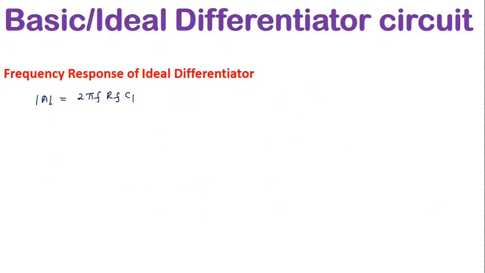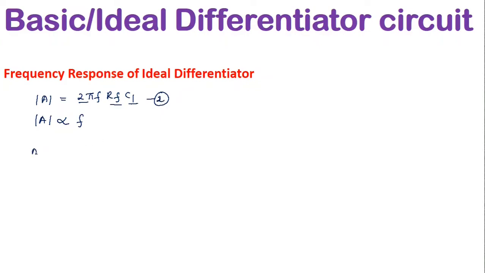Now from this equation of the magnitude of gain, we can see that 2 pi is a constant, RF is a constant, and C1 is also a constant. So here the variable is frequency. So the magnitude of gain is directly proportional to frequency. That means if frequency increases, the gain of the differentiator will also increase. So let this be equation number 2.